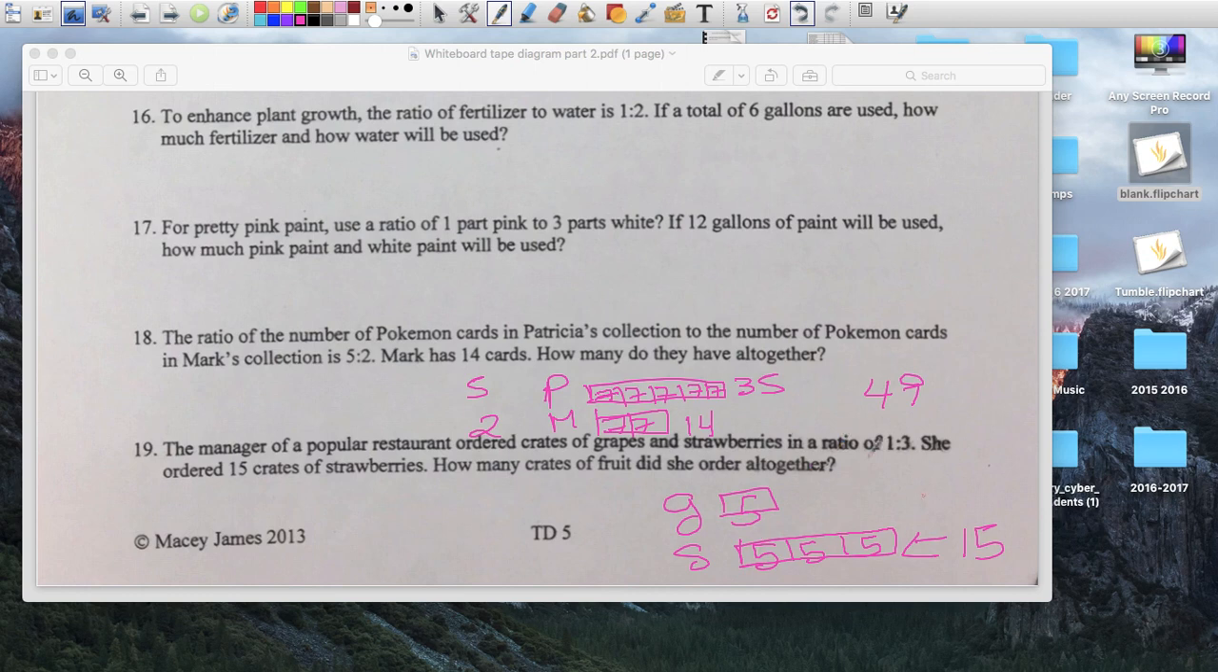So how many crates of fruit did we order altogether? Well, 15 here plus 5 over here gives me a total of 20.